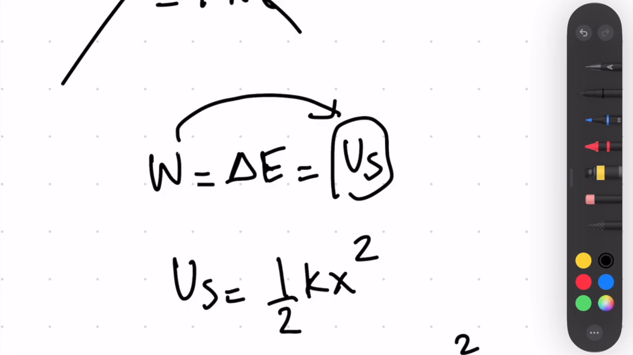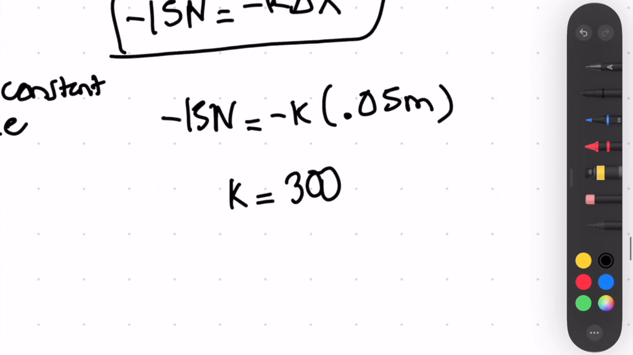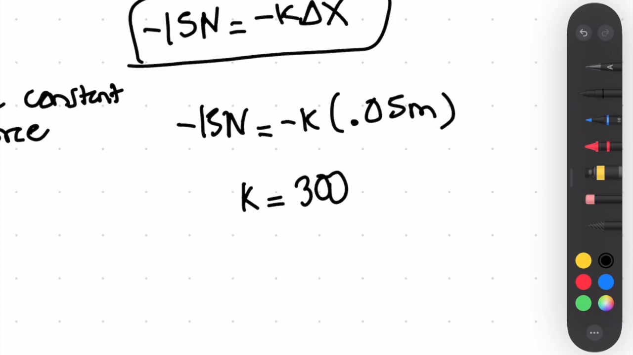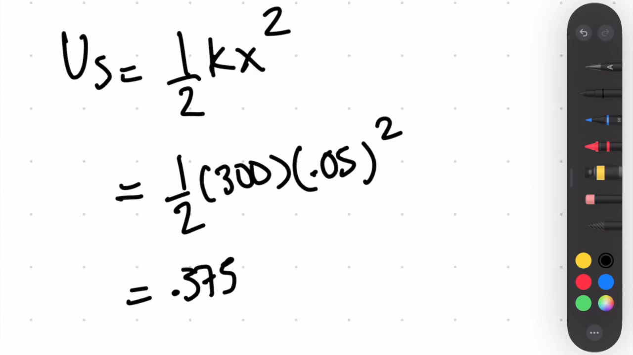as being equal to some kind of change in energy, and that change in energy is equal to a change in the spring potential energy. And so here it wouldn't be negative, it would be positive. The k that we figured out ended up being positive because we had a negative 15 on one end and a negative k on the other. So the negatives canceled out and we were left with a positive 300, and our distance that we stretched it by was a positive 0.05 meters. So we should end up with a positive 0.375 joules for this.